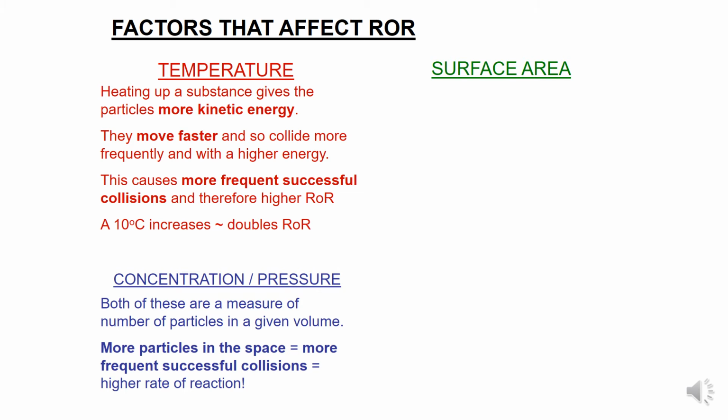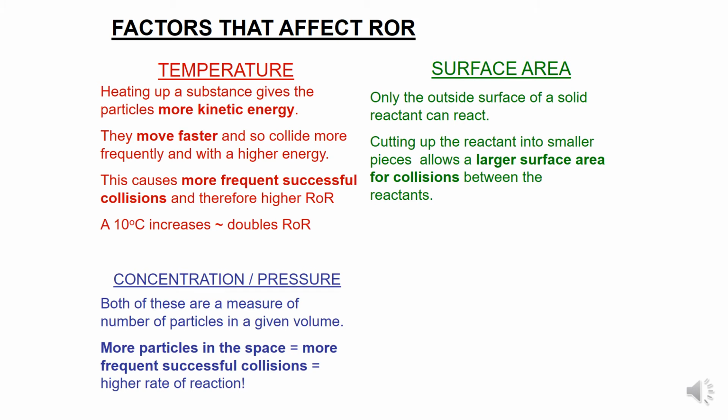The next one to consider is surface area. Only the outside surface of a solid reactant is able to react. It's a bit like if you put a jacket potato in the oven. It cooks from the outside in. The heat energy has to conduct from the outside and move inwards to cook the inside of the potato last. So if we cut up the reactant into smaller pieces, this will allow a larger surface area for collisions between the reactants. If we were to cut up a potato into chips, it would cook quicker because the heat can get to the inside because you've cut it up. So more frequent successful collisions results in a higher rate of reaction.